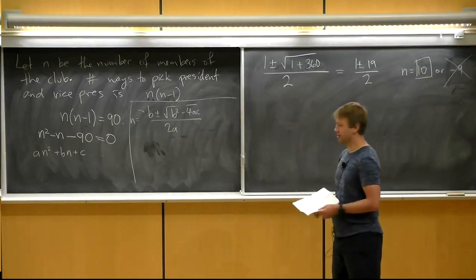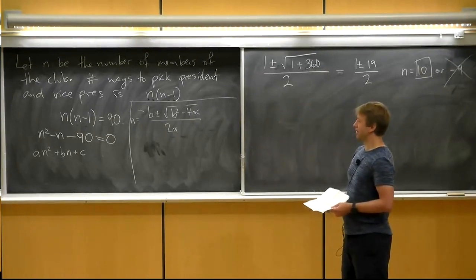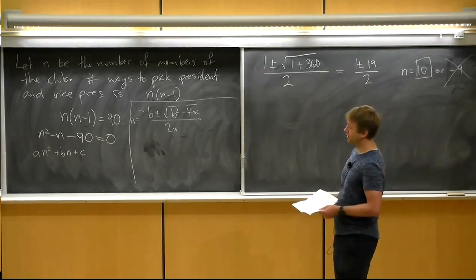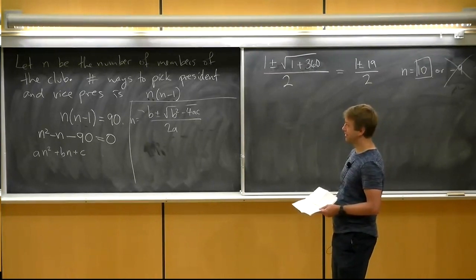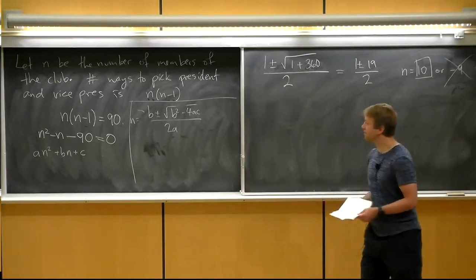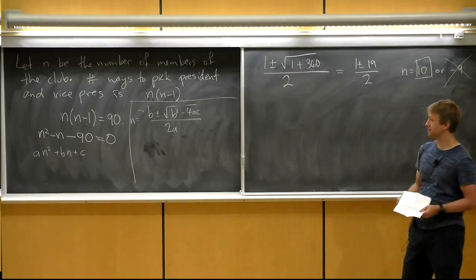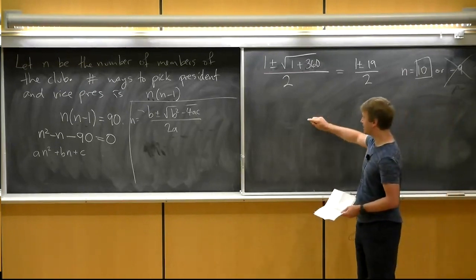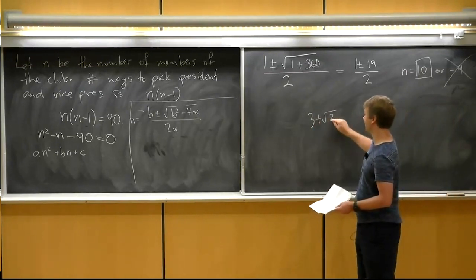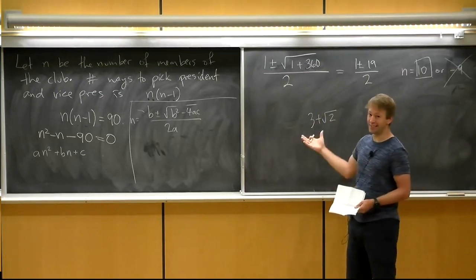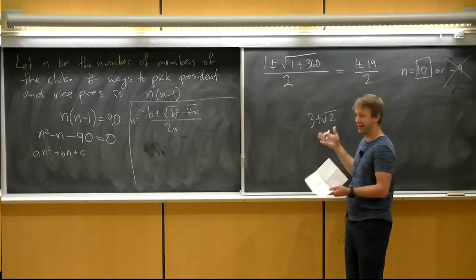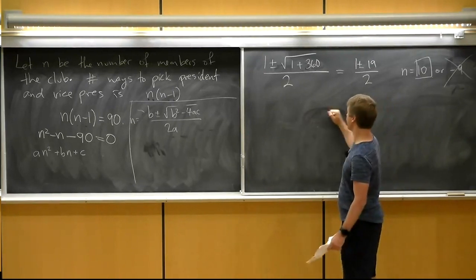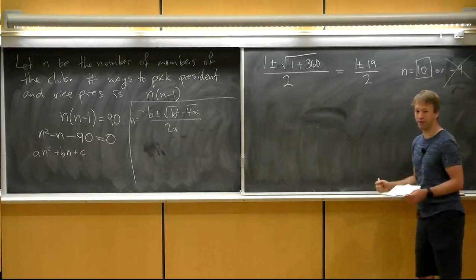I would say so, yeah. I don't think you'll end up in situations where there's more than one answer that makes sense. You know, if one of your answers was 3 plus square root 2 or something, you'd also say this doesn't make sense because you can't have that many members in a club, right? I mean, it's got to be an integer, a whole number.